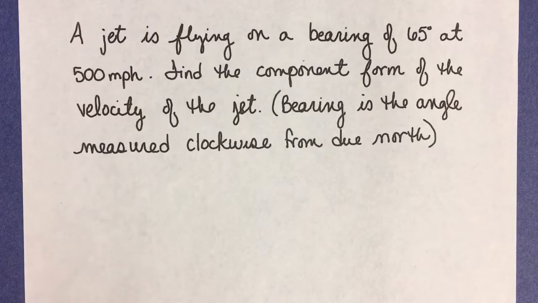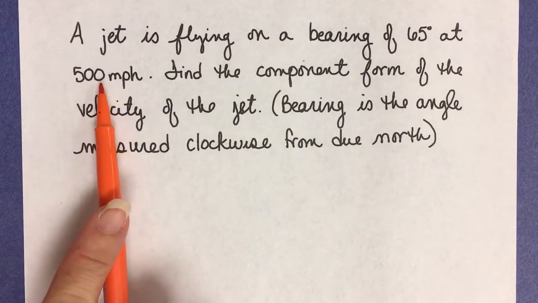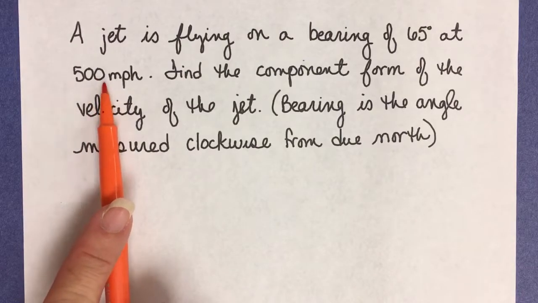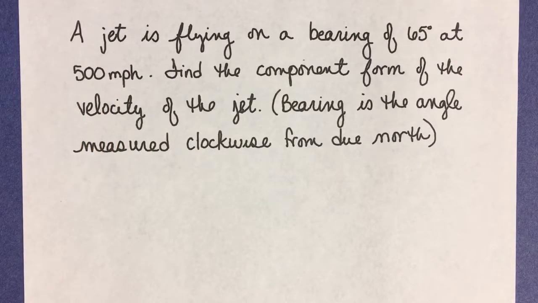Okay, so in this example, you have a jet that is flying on a bearing of 65 degrees at 500 miles per hour. Based on what I had just told you, this is speed, so the same concept applies because we're talking about velocity here as magnitude. So 500 is going to end up being your magnitude. You're asked to find the component form of the velocity of the jet. Now you've got to remember that bearing is the angle measured clockwise from due north, and there were some things that we did earlier concerning bearing.